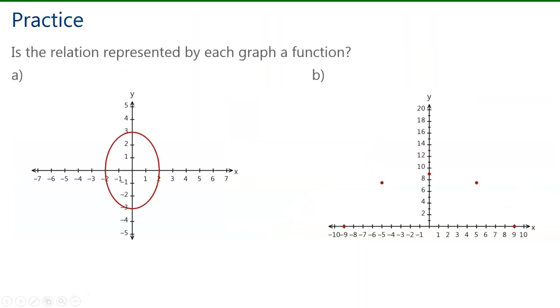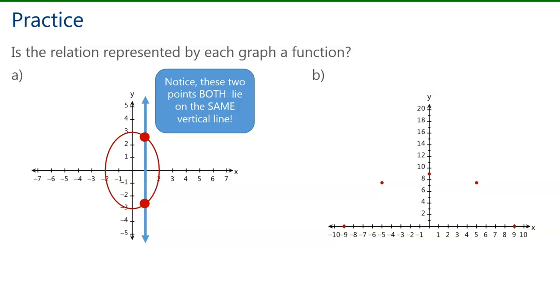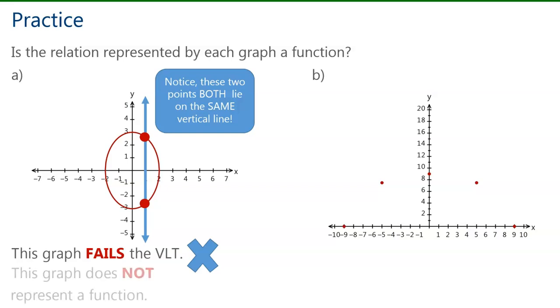Here's some practice. You may wish to hit pause here and try this all on your own. Is the relation represented by each graph a function? Let's look at A. Here's our ruler. We'll slide it to the right. Notice these 2 points both lie on the same vertical line. This graph fails the vertical line test. This graph does not represent a function.